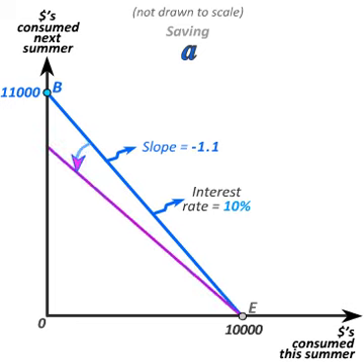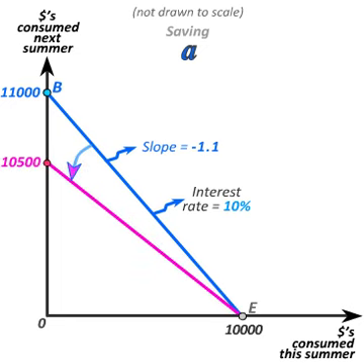If the best interest rate your bank offered you were 5% instead of 10%, however, your intertemporal budget constraint would rotate inward. This is because if you saved your $10,000 at 5% interest, the most you could consume next summer would be $10,500 instead of $11,000, the original $10,000 plus $500 in interest.